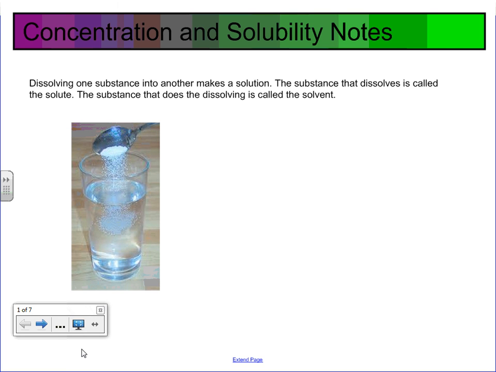Okay, so we're going to talk about concentration and solubility. Dissolving one substance into another makes a solution. The substance that dissolves is called the solute. The substance that does the dissolving is called the solvent. So in this example of adding sugar to water, the sugar is the solute and the water is the solvent.